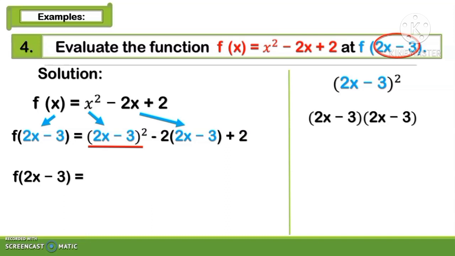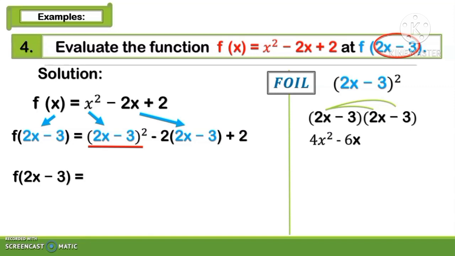Paano natin yan isi-simplify? Gagamitan natin ng FOIL method. F stands for the first terms. So 2x times 2x, it will give us 4x squared. O stands for the outer. 2x times negative 3 will give us negative 6x.